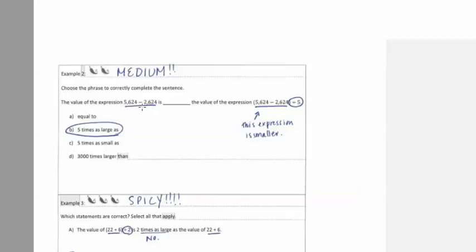If you picked answer C, then you were comparing this one and saying how this one compares to this one, rather than how this one compares to this one, right? This is the smaller expression. We want to make sure that we're looking at this one and saying, how does this one compare to this one? And then where would we get 3,000 times larger? And then students would identify that this 5,624 is 3,000 more than 2,624. So that's a medium spicy level problem.